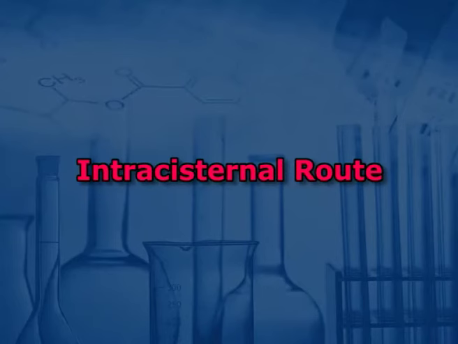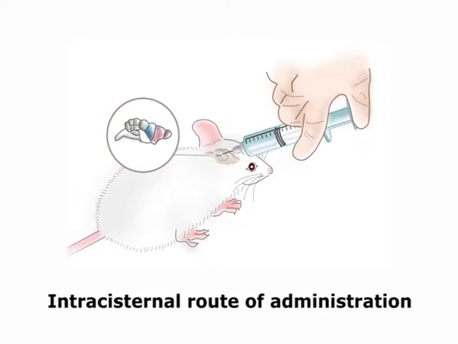We will move towards another route, that is the intracisternal route. When injection is given directly into the cisternal space surrounding the base of the brain, it is called the intracisternal route of administration. This route is mainly useful for diagnostic purposes.